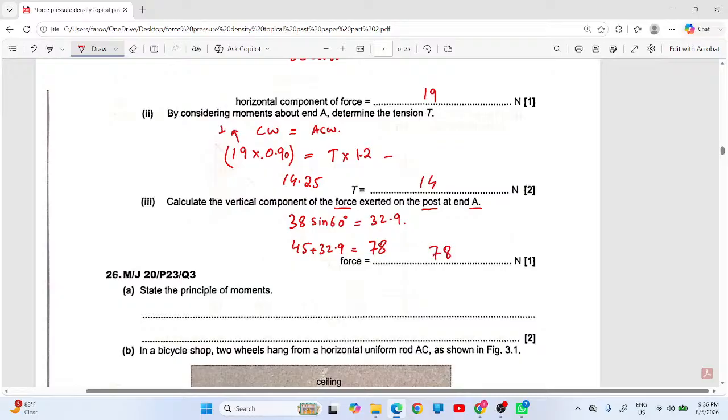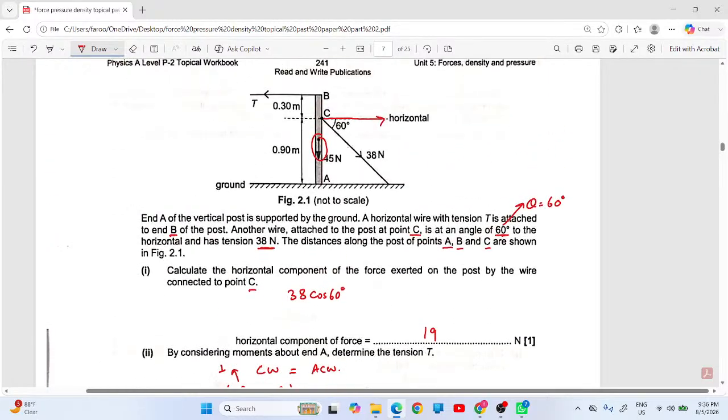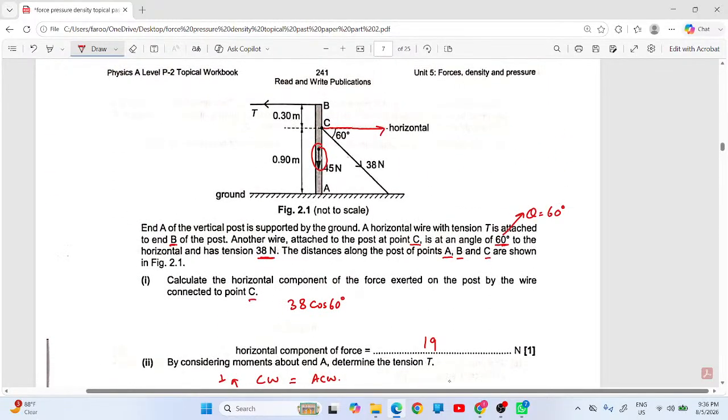78. They said at A, so on A there are two perpendicular components of the forces, one is 45 and the other one is 38 sin 60. Okay, let me show it like this, one is 45, the other one is sin 60. These two are perpendicular on A. For example, this is A, so two forces are acting on A.